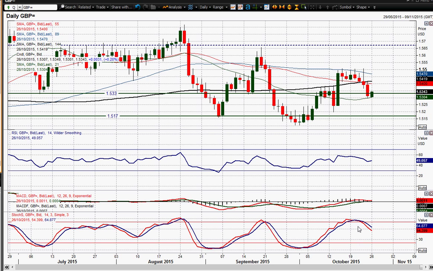You've got the momentum indicators which have rolled over. I mean, every time they've rolled over in the past few months, it has started to form a corrective phase. So I think that is the case.